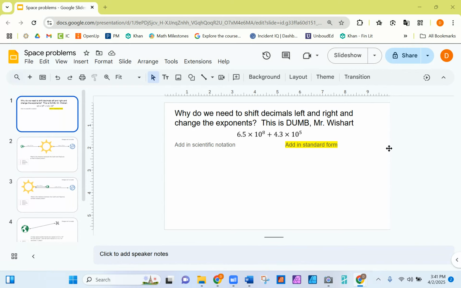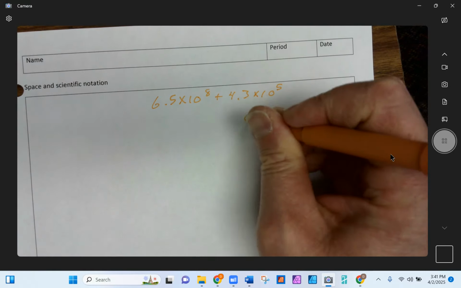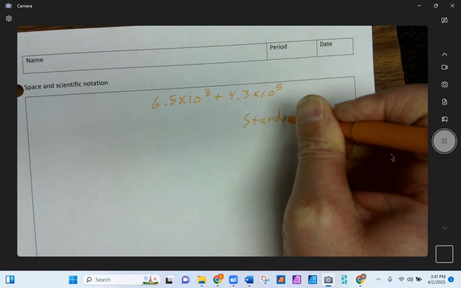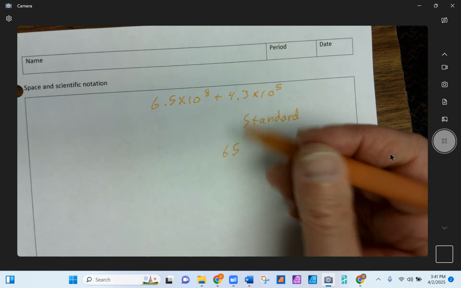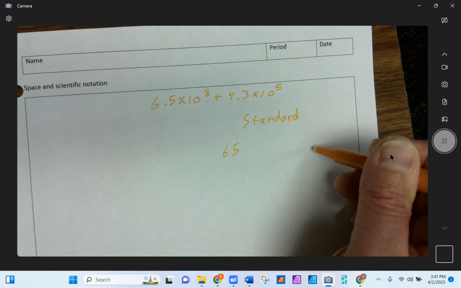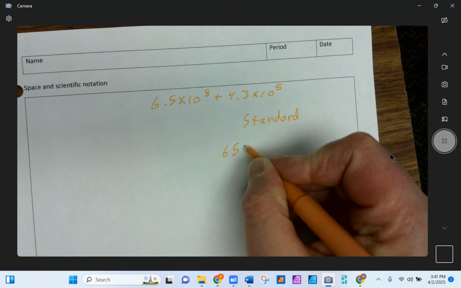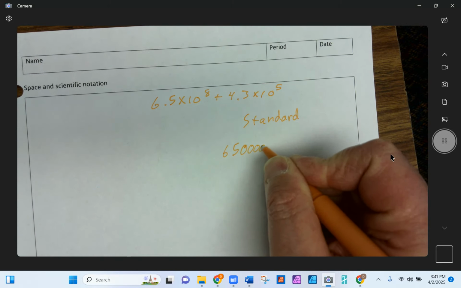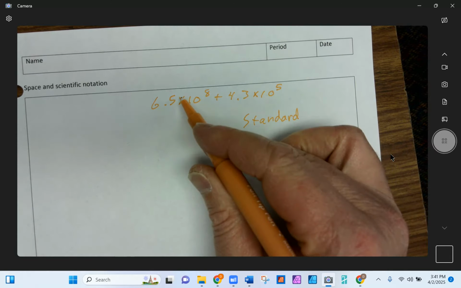First thing we're going to do is add these in standard form. So standard form is when you write out the entire number without using scientific notation. So we're going to have this 6 and this 5. And then since the decimal's right here, we're going to have 8 digits to the right of that decimal that we need to add in here. We've already got this 5, so then it's going to be 7 zeros. 1, 2, 3, 4, 5, 6, 7. So this becomes 650 million.